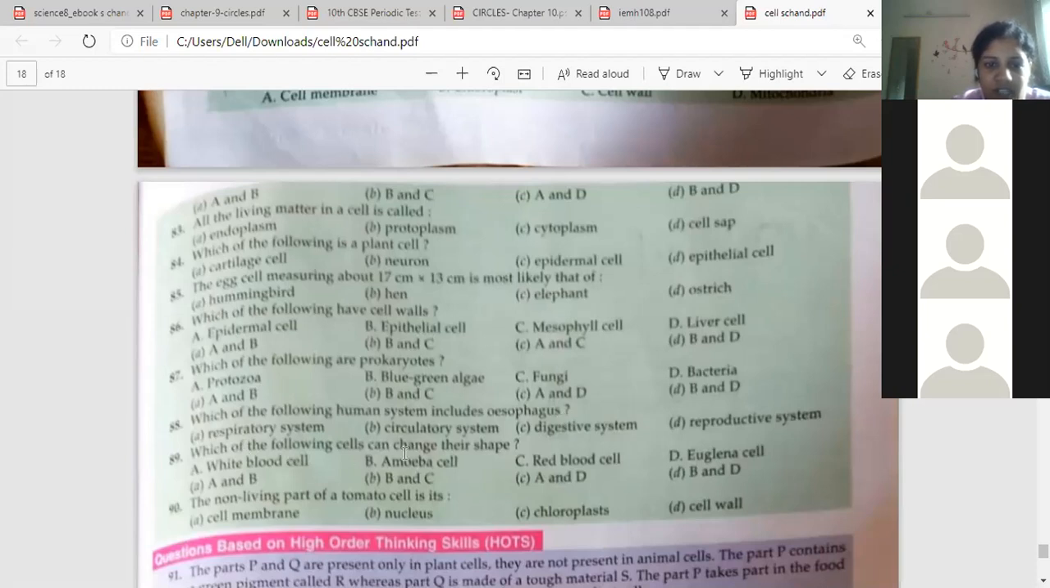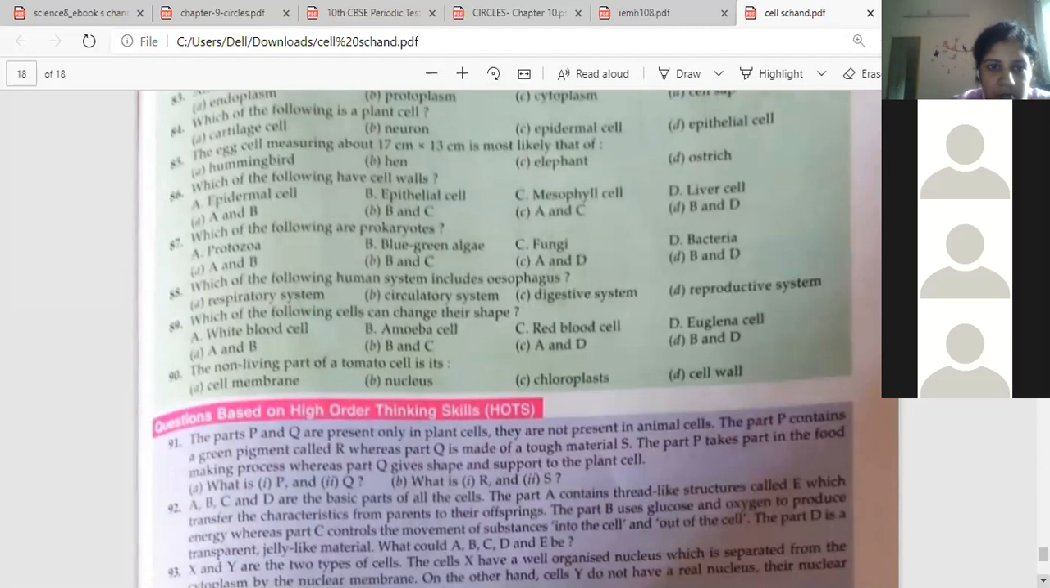Which of the following cells can change their shape? Amoeba and white blood cells. The white blood cells in our body also change shape. So white blood cells and amoeba cells can change the shape of their cells. So it is A and B.